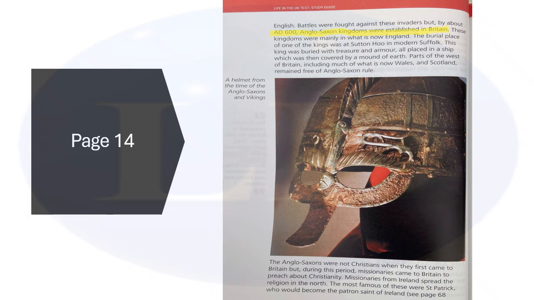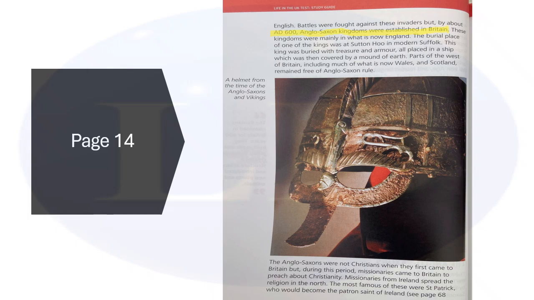This is one of the questions, so remember that. Whenever I highlight something, you can understand that's the most important bit in that paragraph or sentence, so pay special attention to this. It doesn't mean that questions cannot come from outside this, but based on my experience and how the tests are made, if you focus on these highlighted bits and understand them, you would definitely pass your test. These kingdoms were mainly in what is now England.